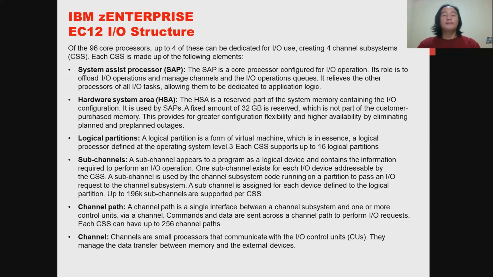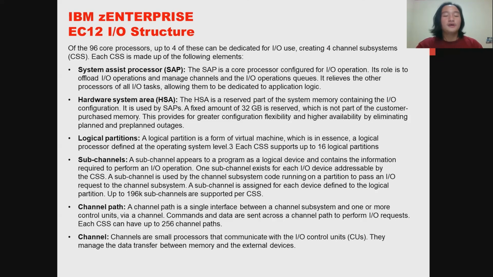Subchannels. A subchannel appears to a program as a logical device and contains the information required to perform an input-output operation. One subchannel exists for each input-output device. The information required is addressable by the CSS. A subchannel is used by the channel subsystem code running on a partition to pass an input-output request to the channel subsystem. A subchannel is assigned for each device defined to a logical partition, up to 196,000 subchannels supported per CSS.